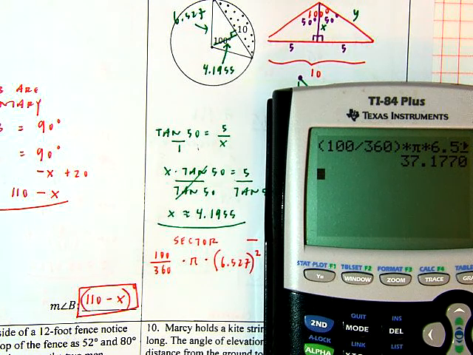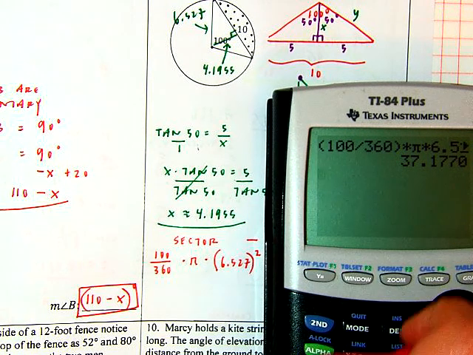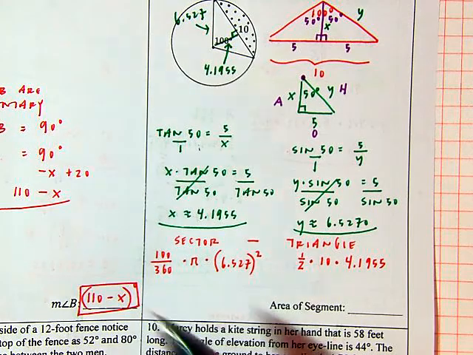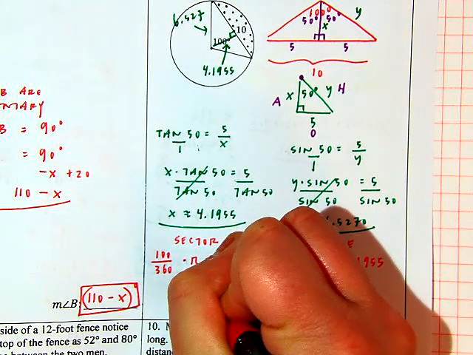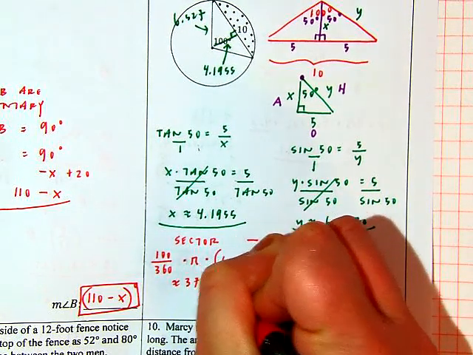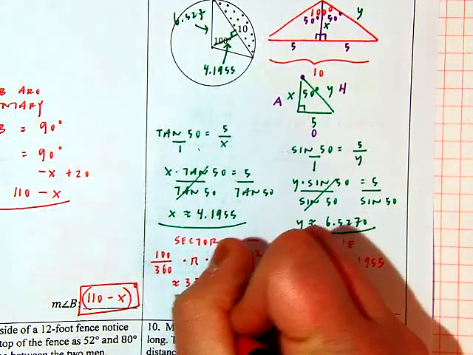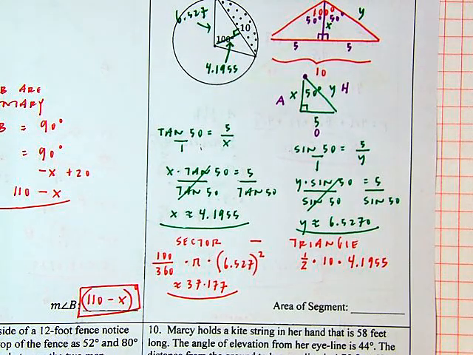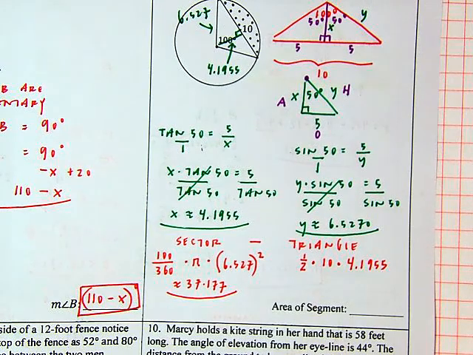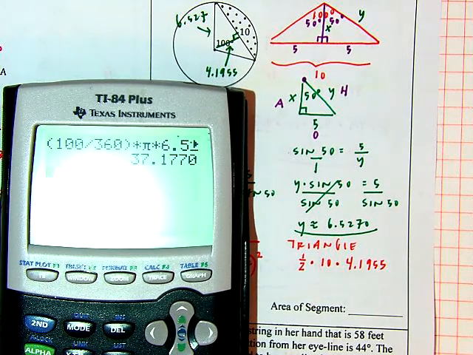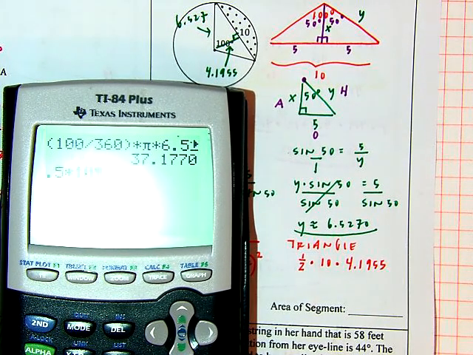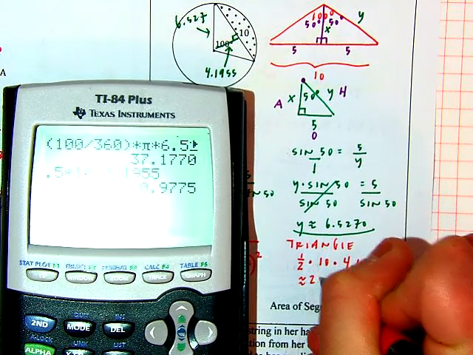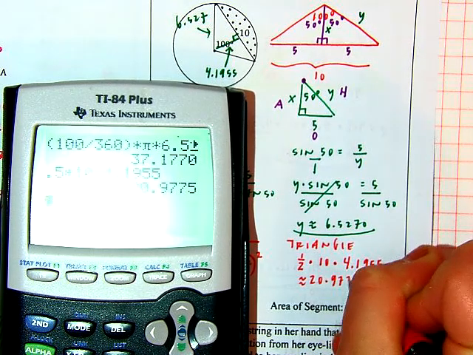So I get about 37.177, okay, units are squared, we know that. And that is, again, building off of the rounded intermediate steps. Okay, for the triangle, here I'm multiplying across half of 10 times 4.1955. So here I get about 20.9775.